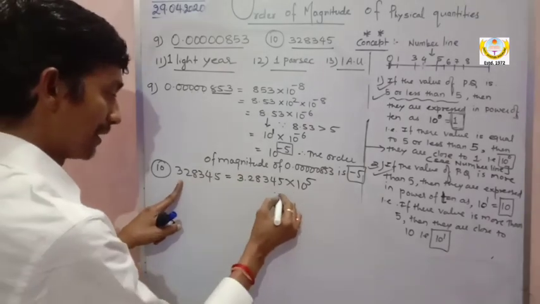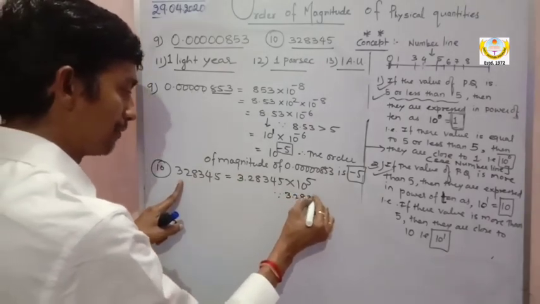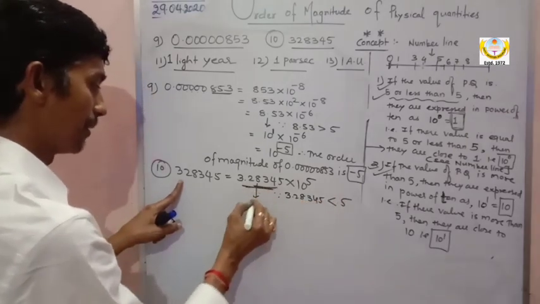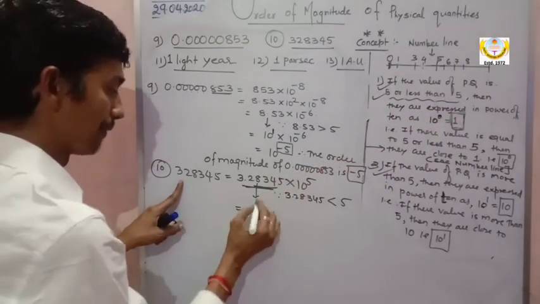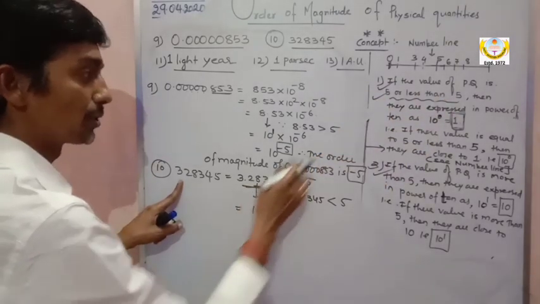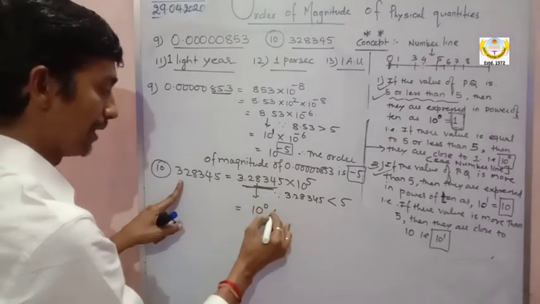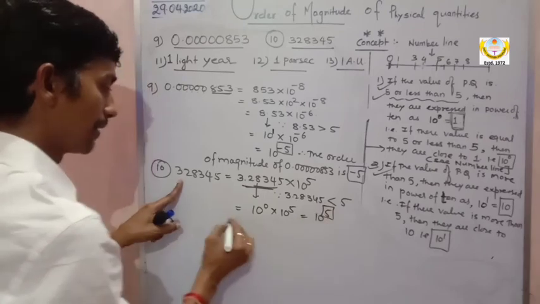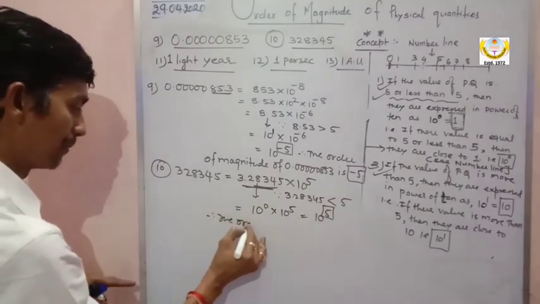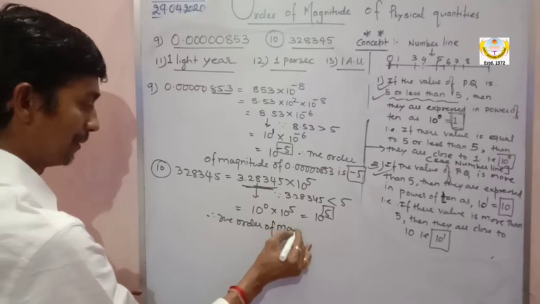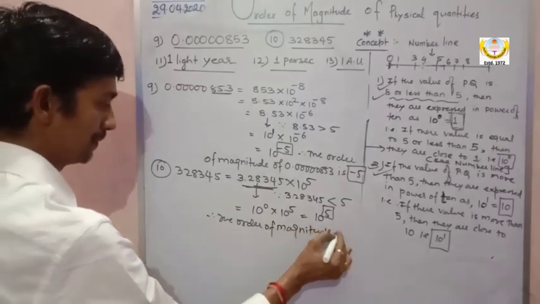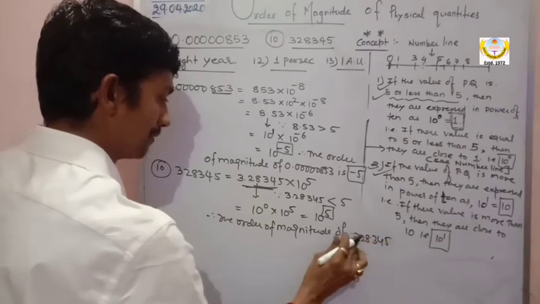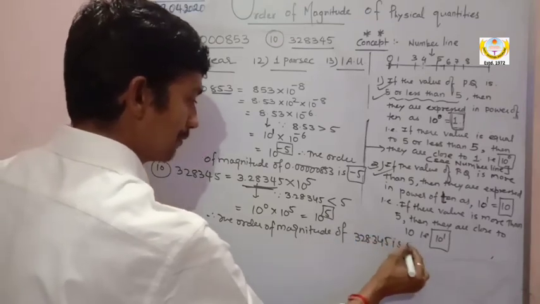Now, my dear, since 3.28345 is less than 5, by rule number 1 it will be 10 power 0, that is, it is close to 1. So it is 10 power 0 into 10 power 5. So the answer for this will be 10 power 5. Therefore, the order of magnitude of 3.28345 is 5.